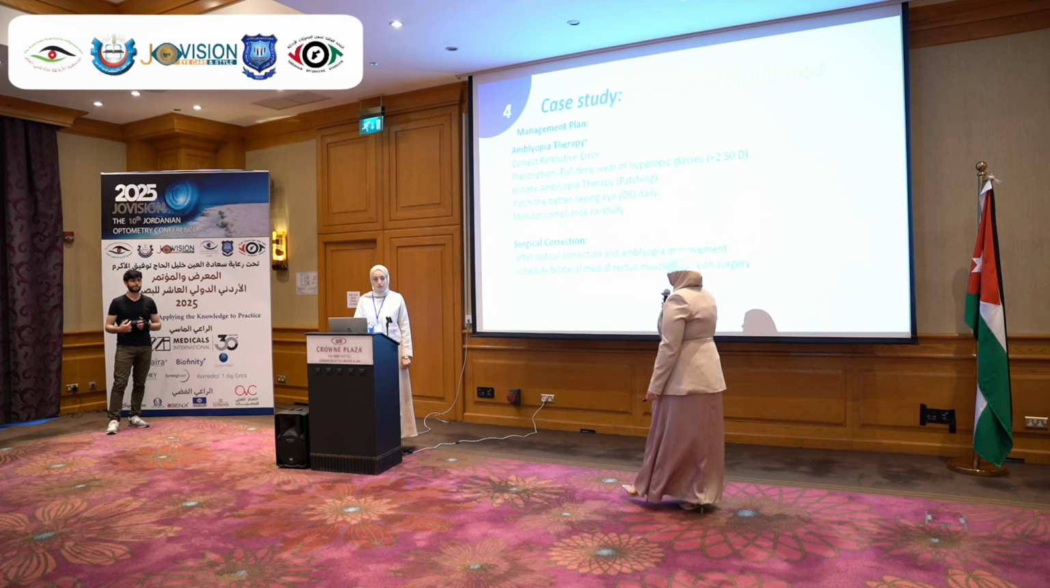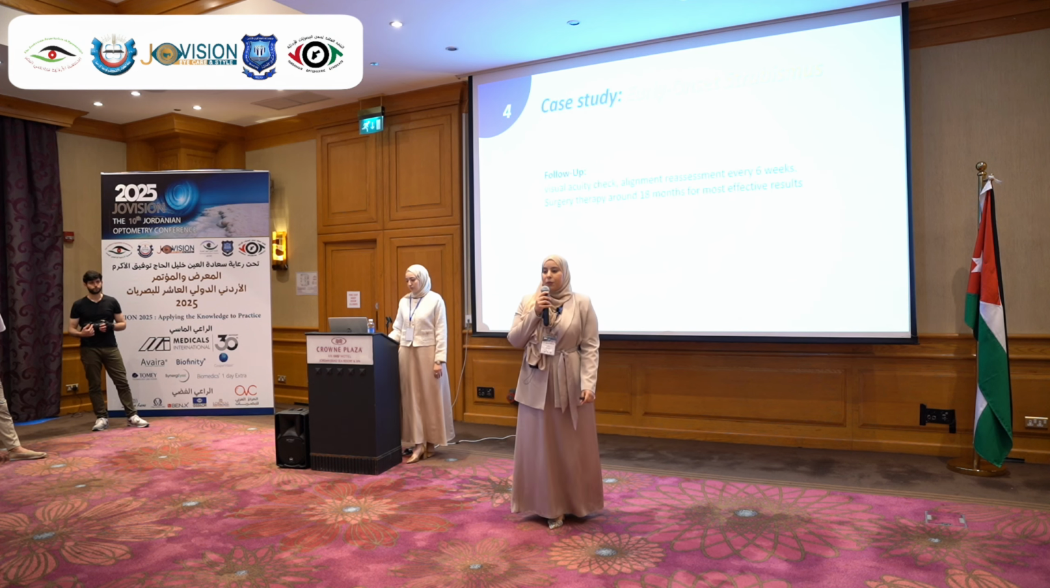For follow-up, we asked the parents to come every 6 months to check visual acuity, and we advised them to do surgery around 18 months. So our recommendation for this case, and in general for early onset strabismus, is that early detection and intervention always give us good results and prevent amblyopia.